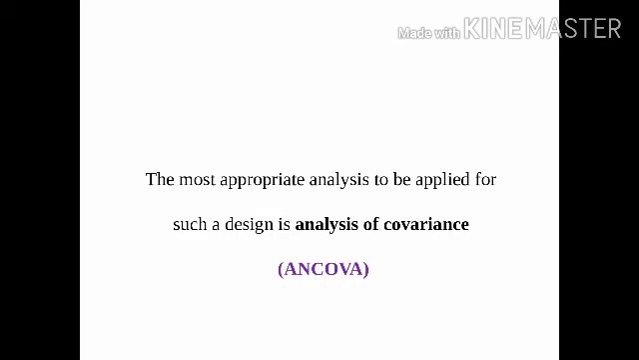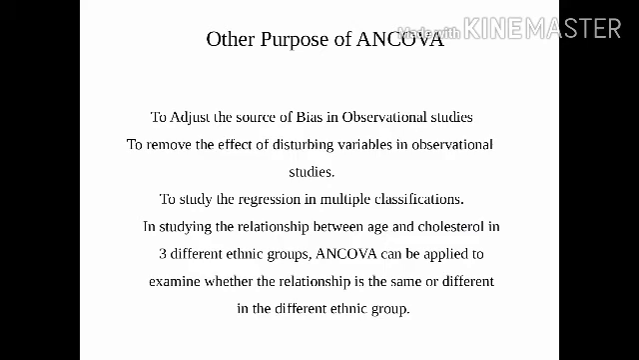The quantitative independent variable in ANCOVA is called a covariate or concomitant variable. Other purposes of ANCOVA: apart from increasing the precision of the estimate, which is the most common use of covariance analysis, it can successfully be applied for the following purposes also because of the inherent nature of the analysis of covariance. First of all, to adjust the sources of bias in observational studies, that is, we can adjust the effect of the bias in observational studies.